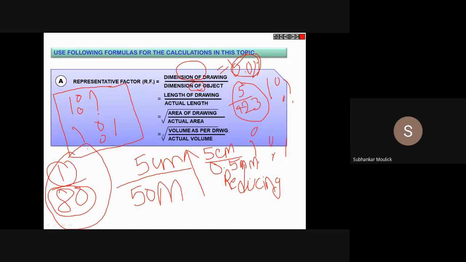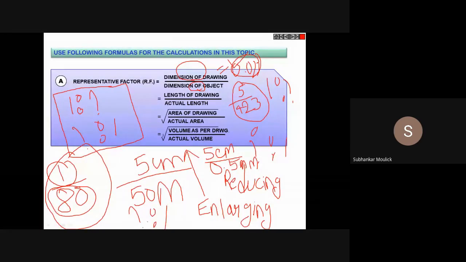Increasing. You are increasing the dimension, because 0.5 mm is a small value and 5 centimeter is a big value. That means your dimension of drawing is large and your dimension of object is less. So in this case, when you are increasing any dimension, according to RF, that scale is known as enlarging scale. Then I will represent enlarging scale by something is to 1, because this something will definitely be a bigger value than the 1.